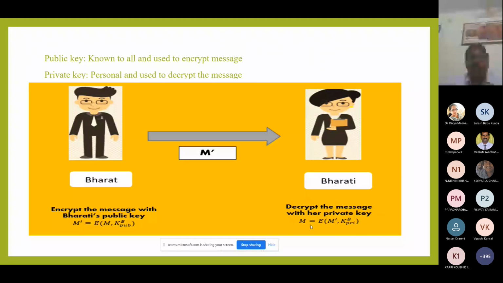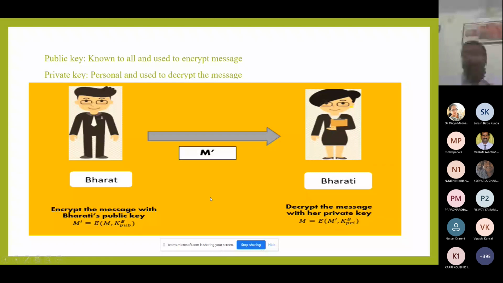What happens here? Suppose there is some other user named Eve. If Bharat has encrypted the message with the public key of Bharti, it will be decrypted only by the private key of Bharti. Even if Eve gets this message M dash, will she be able to decrypt the message M from this M dash? Never, because this message M dash can be decrypted into M only with the help of the private key of Bharti, because this message was encrypted with the public key of Bharti.